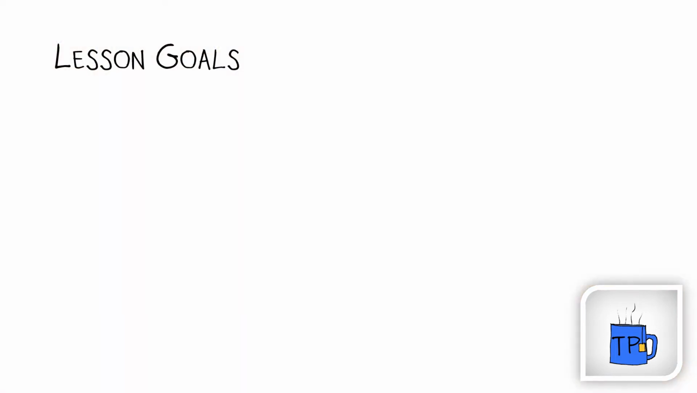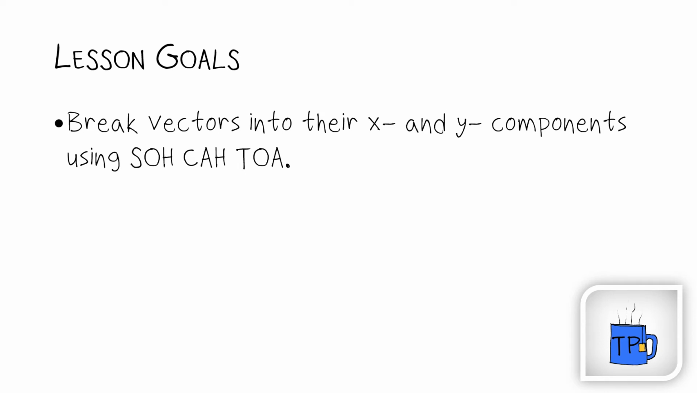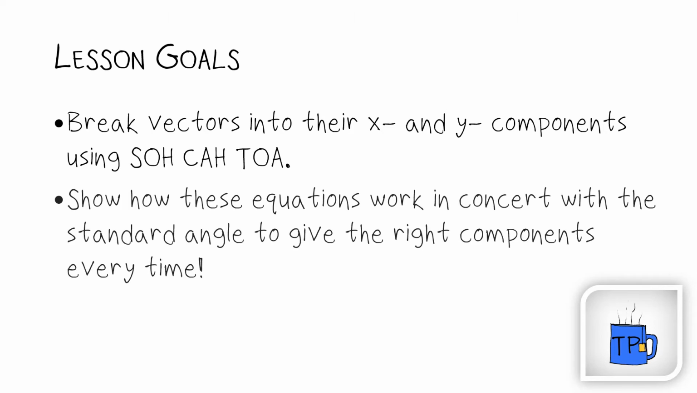So hopefully you remember from lesson 3, we talked about how to take two perpendicular components pointing in the x and y direction and build a resultant from them. Well, this time we're going to do the opposite. We're going to take a resultant and rip it apart into its x and y components, still using SOHCAHTOA, but different components of it this time.